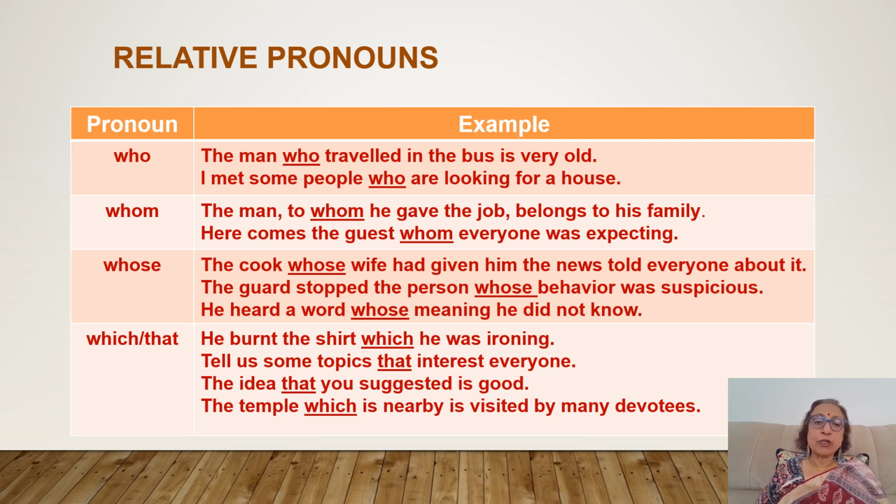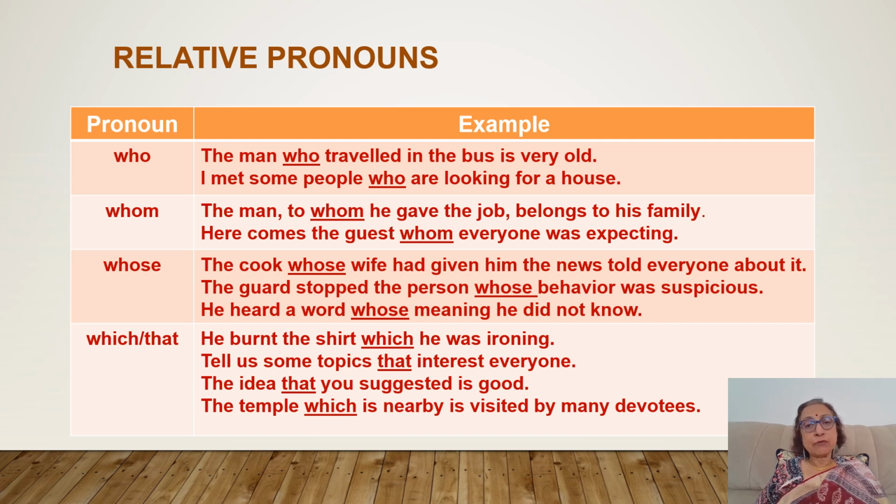Now we have sentences with all of them. You can see the examples. The man, subject of the sentence, who traveled in the bus is very old. Now the sentence is, the man is very old, one sentence. Now you have another sentence, he traveled in the bus. Now he and man refer to the same person. You can make a relationship because the noun is repeated. And therefore, since you are replacing the subject noun, you say who. The man who traveled in the bus is very old.